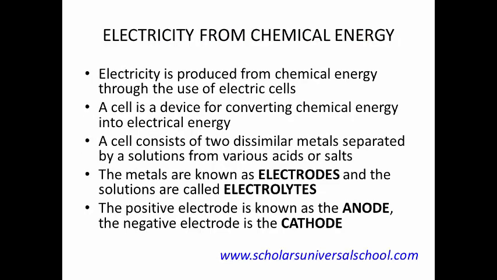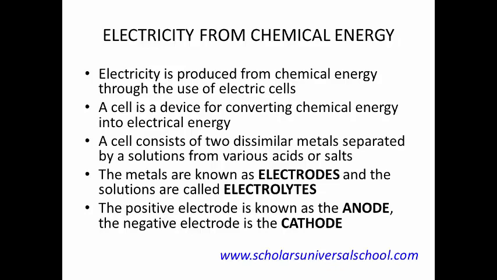Now, electricity from chemical energy. Electricity is produced from chemical energy through the use of what we call electric cells. A combination of these cells is what we are familiar with, which is what we call a battery. Now, a battery is a combination of cells, but when we have one, it's called a cell. When we have more than one, it's called a battery.